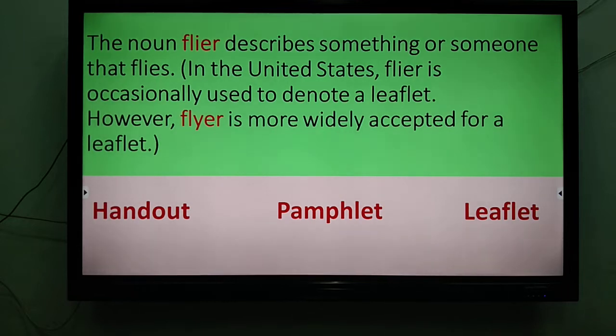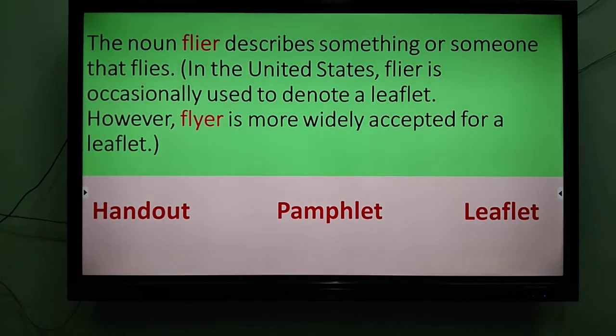We know what is a leaflet? A pamphlet. Now a pamphlet may come in newspapers. You must have seen colored papers printed which tell you about something. So F-L-I-E-R, the same word, is also used for leaflet. But there is a difference. F-L-I-E-R is someone who flies on a plane, and F-L-Y-E-R is a more widely accepted word for leaflet.